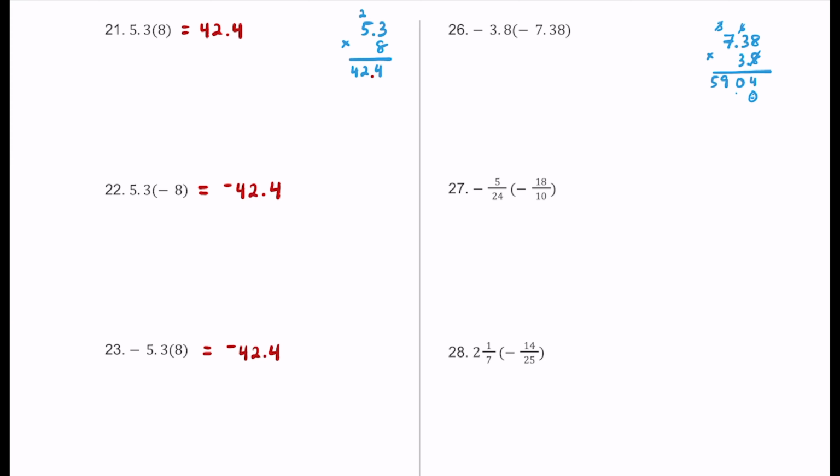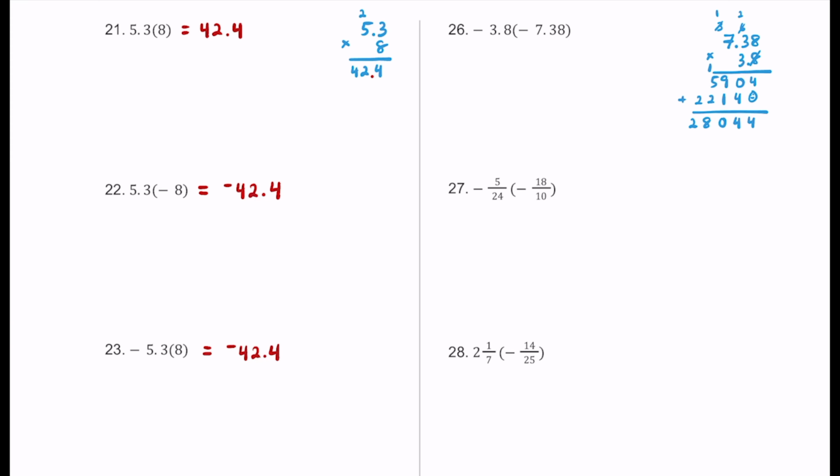3 times 8 is going to be 24, carry the 2. 3 times 3 is 9, plus 2 is 11, carry the 1. 3 times 7 is 21, plus 1 is 22. If we go ahead and add these two together, 4 plus nothing is 4. 0 plus 4 is 4. 9 plus 1 is going to be 10, carry the 1. 1 plus 5 plus 2 is 8, and then we have a 2.